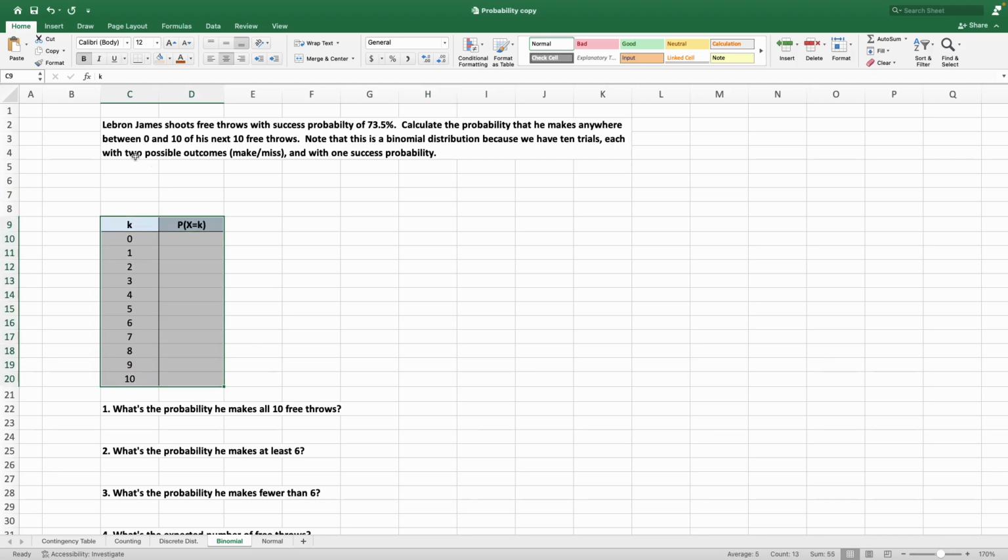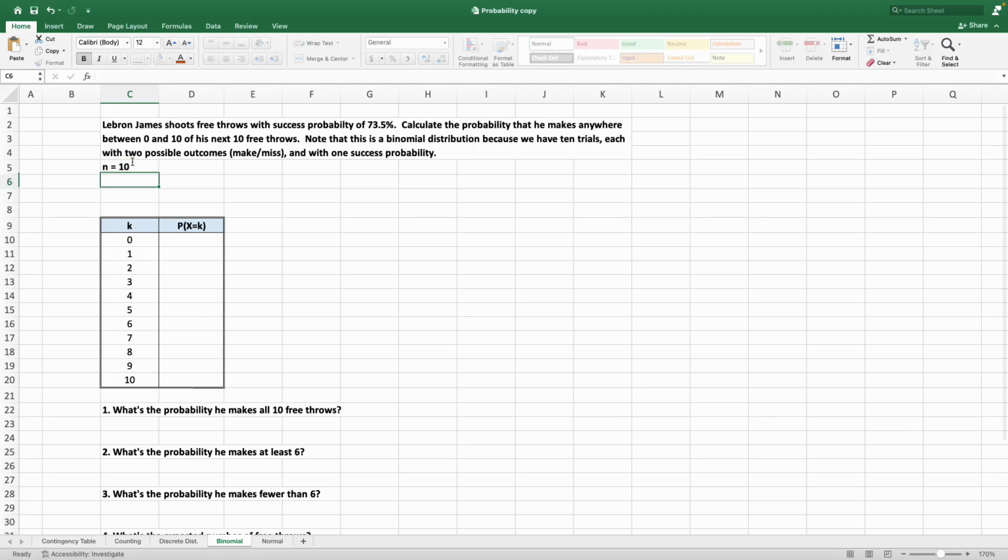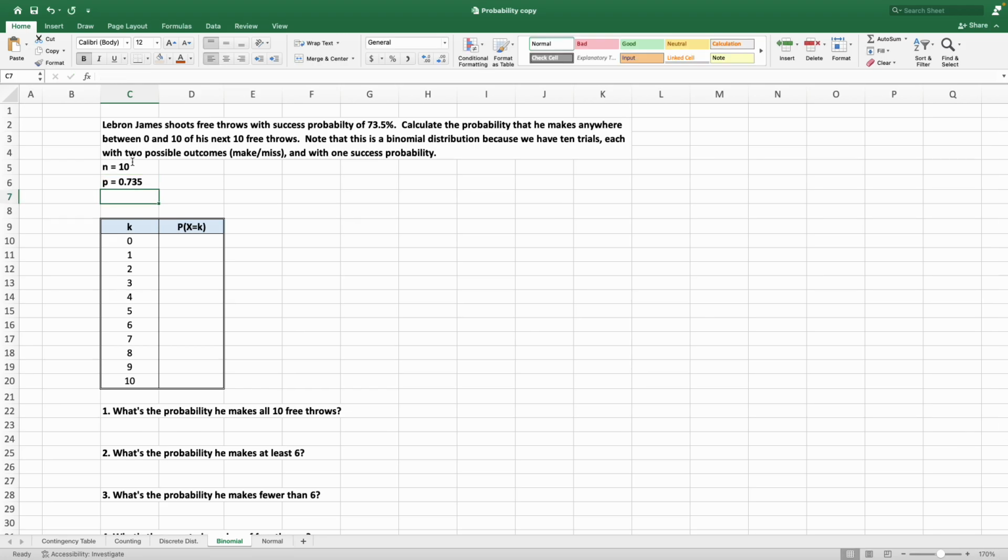So let's just write some things down to begin with. The first is n. n is the number of trials here, and we have 10. p is the success probability, which is 0.735. And then q, which is the probability of failure, which is 1 minus p, which would be 1 minus 0.735, which is equal to 0.265. Again, if you want to double check that, just do equals 1 minus 0.735, and you get 0.265.